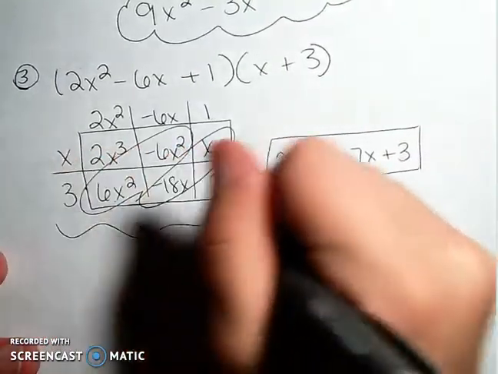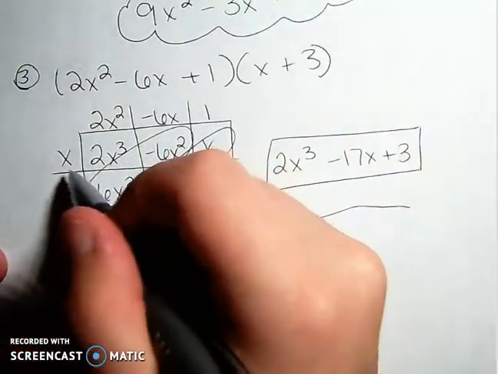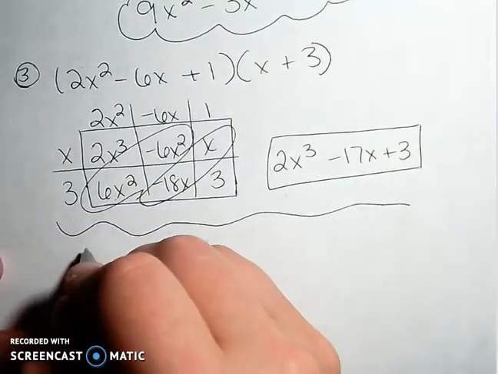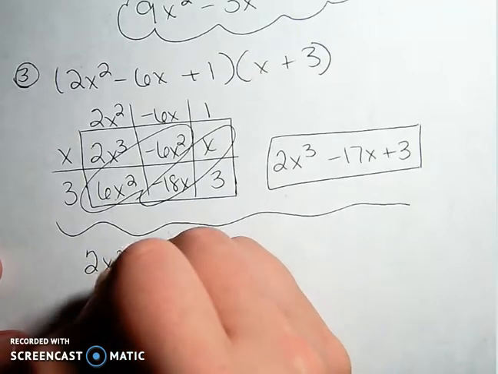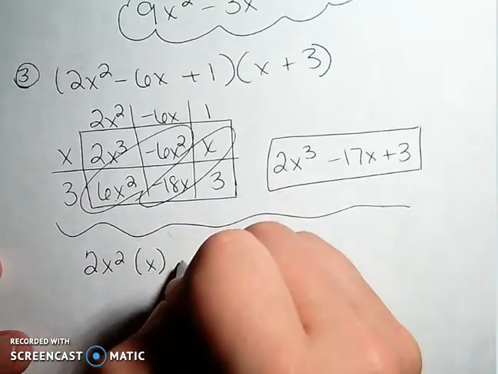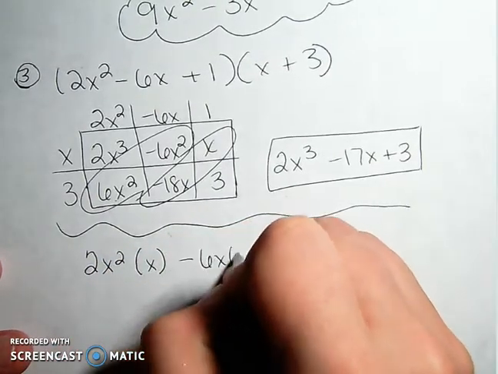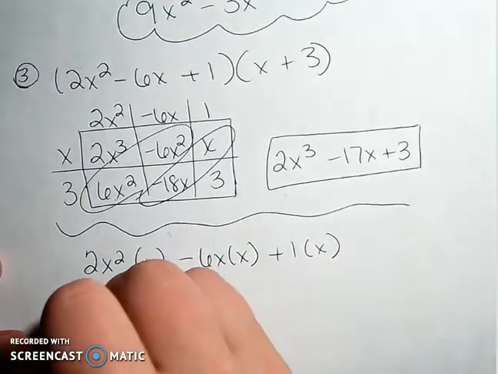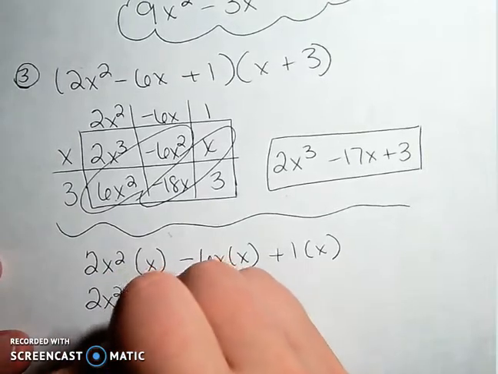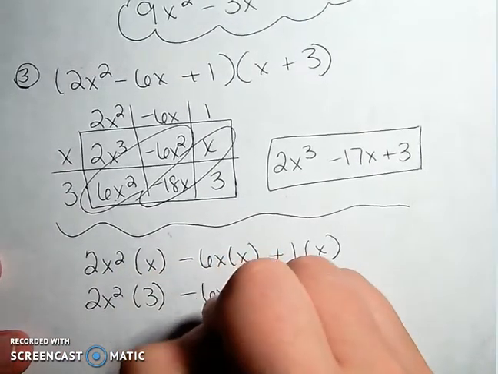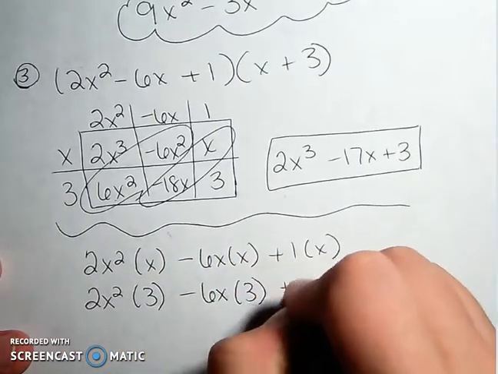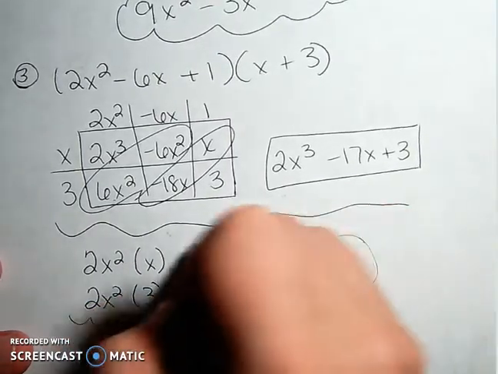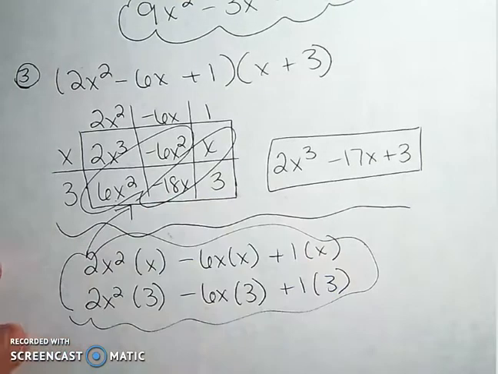Another way to do this is to basically just distribute, which is what you are doing in this box, but some people have trouble with the box. Distributing means you're going to do 2x squared times x, minus 6x times x, plus 1 times x. Then you distribute the 2x squared times the 3, the minus 6x times 3, and the 1 times the 3. All this gives me is what is in my box.